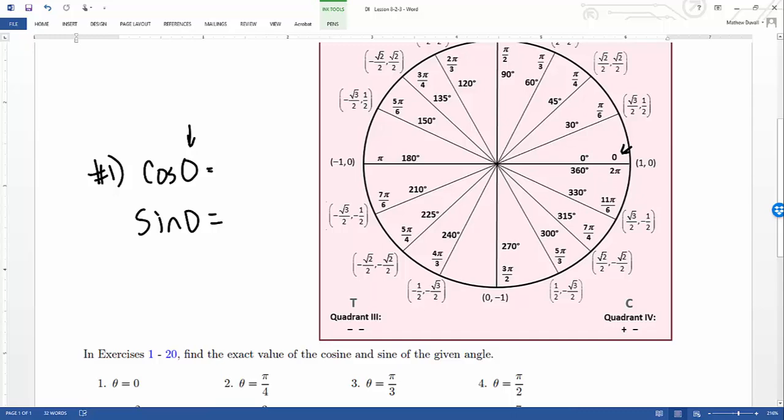So my cosine value is my x value, so it's 1. My sine value is my y value, so it's 0. Number 2.